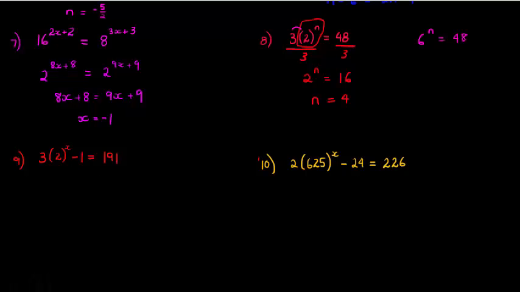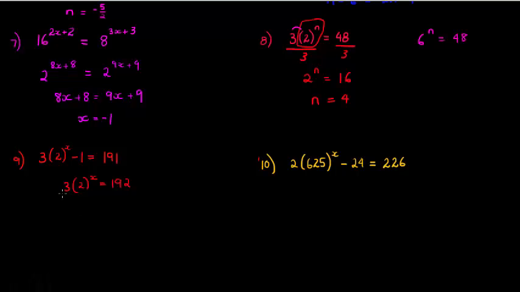This next one is very similar, slightly more difficult. Okay, and the only reason why is because I've got 3 terms all of a sudden. But that's not a problem, because I can just add the 1 on the other side, and then I just have 2 terms. Okay, so if I add a 1 here, I get 192.